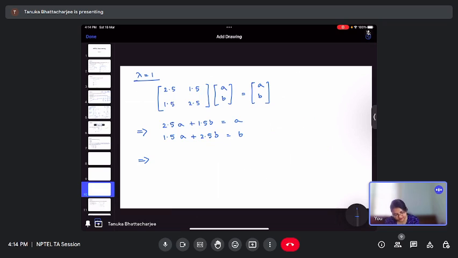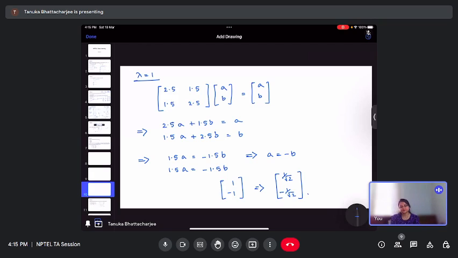This can be simplified as 1.5a equals minus 1.5b, and from the second equation, same thing, 1.5a equals minus 1.5b, which implies a equals minus b. So the eigenvector we can take as 1, minus 1. So the unit vector along this direction will be 1 by root 2, minus 1 by root 2.